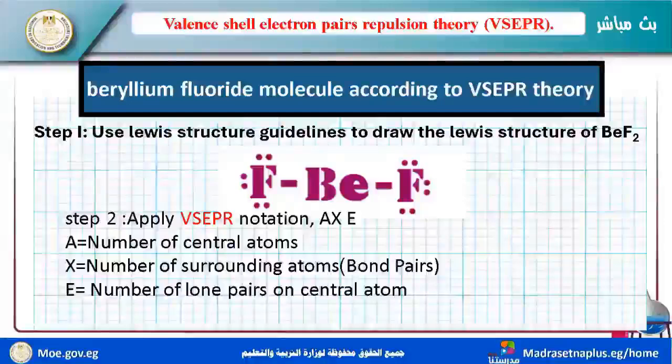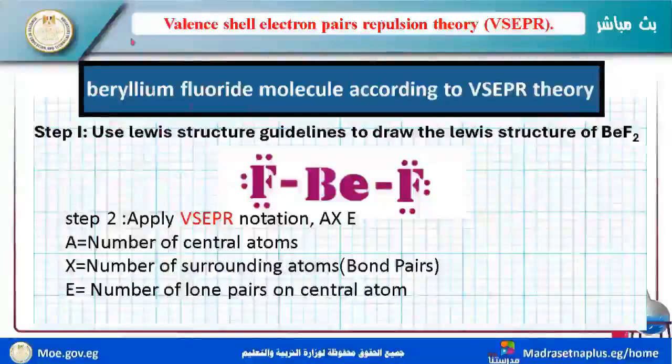We use the Lewis structure guidelines to draw the Lewis structure of BeF2. Now Be is attached to two fluorines. Step number one, you must know beryllium fluoride molecules according to VSEPR theory. Step one, use the Lewis structure guidelines to draw the Lewis structure of BeF2. Now I make this shape.